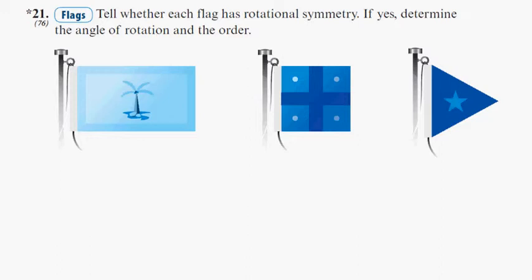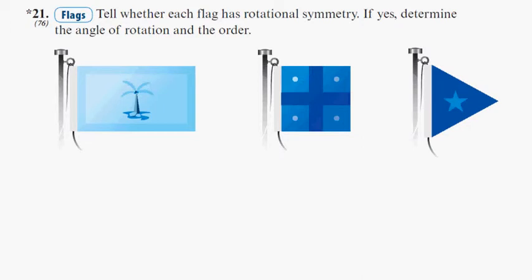One thing I want to mention, though, about all of the flags is that when it's asking for rotational symmetry, if you say yes and you give the angle of rotation, then what you're saying is that whatever you rotate it at, it will look exactly the same. And I do mean exactly the same, including the pattern on the flag, right?